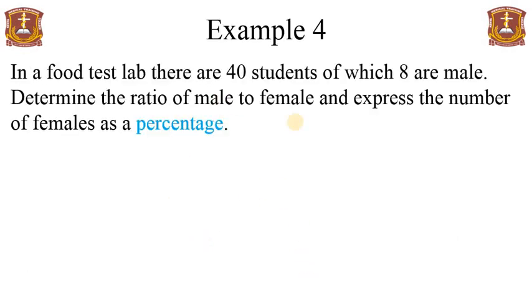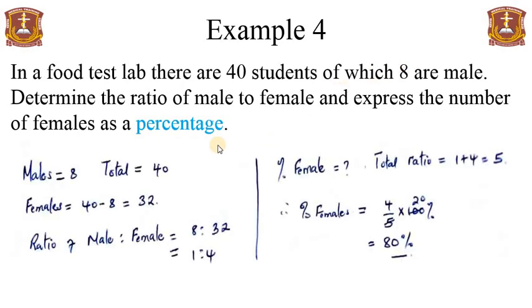Now let's do this example. In a food test lab, there are 40 students, of which 8 are male. Determine the ratio of male to female and express the number of females as a percentage. So the total is 40, male 8. We need to find female. For females, that will be the total minus males, 8, to get 32. The ratio of male to female is 8 to 32. Simplifying this, you get 1 to 4. That means 8 divides 32 4 times. So you end up with 1 to 4 for that ratio.